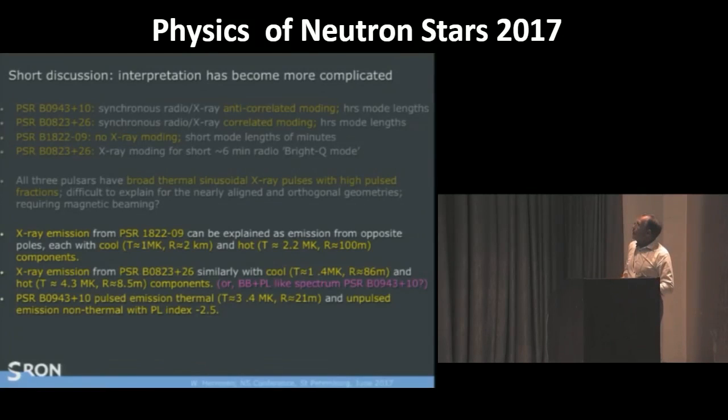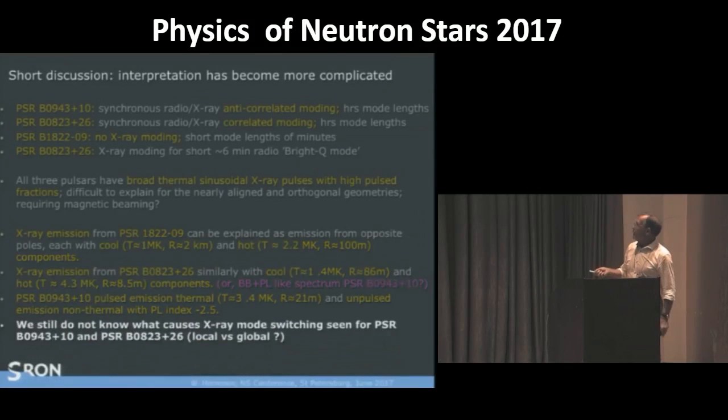And for 0943, indeed, we have there thermal and non-thermal emission. Well, then a question: is the X-ray moding related to the radio moding? Is this global? Is this local? I'm not sure yet, because we really have to explain. It's one of the questions asked. Why are these different when the one is bright and the other is quiescent, and vice versa?